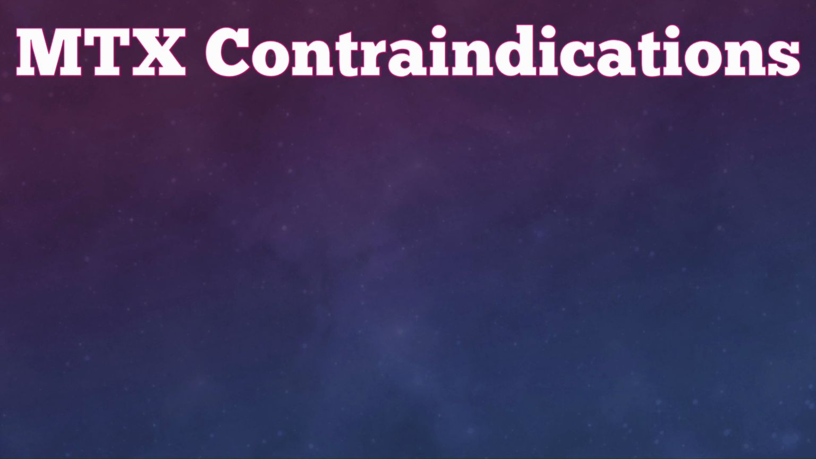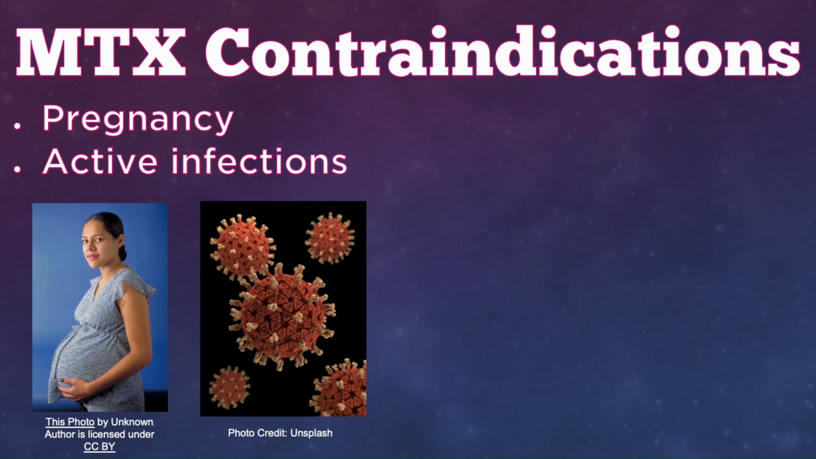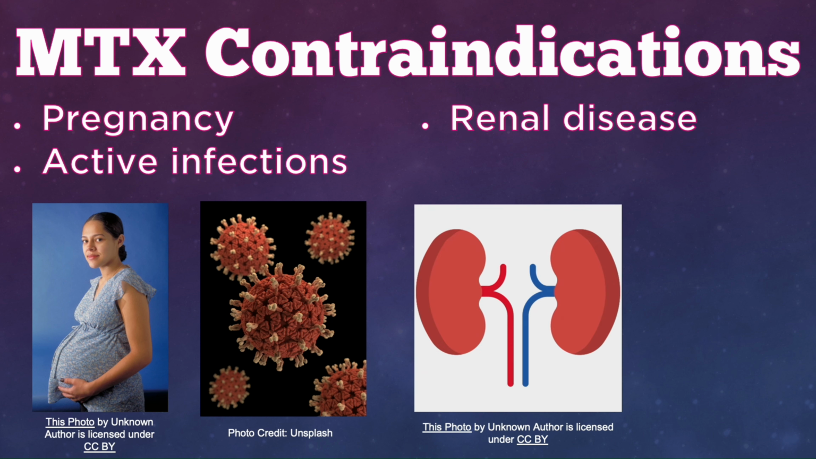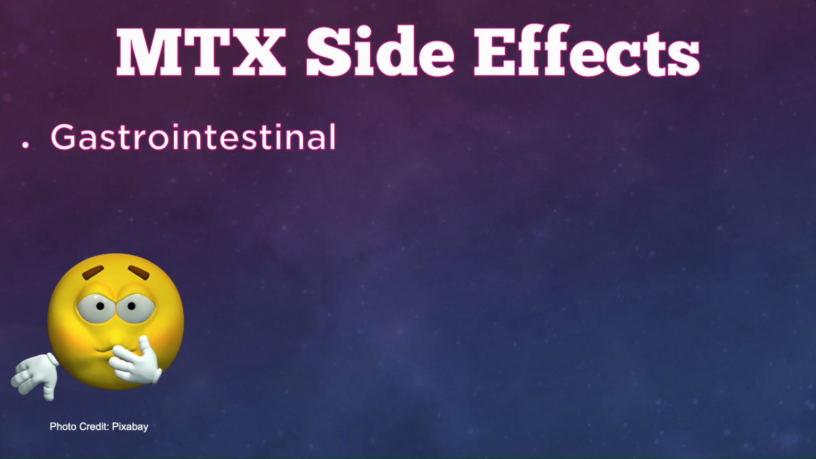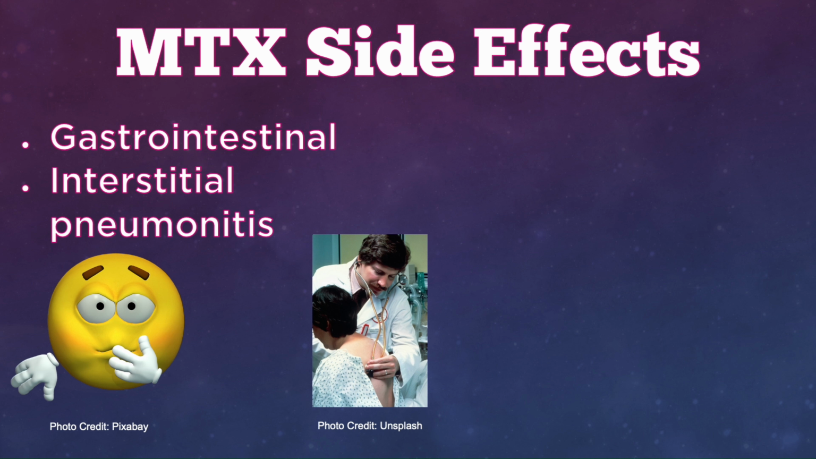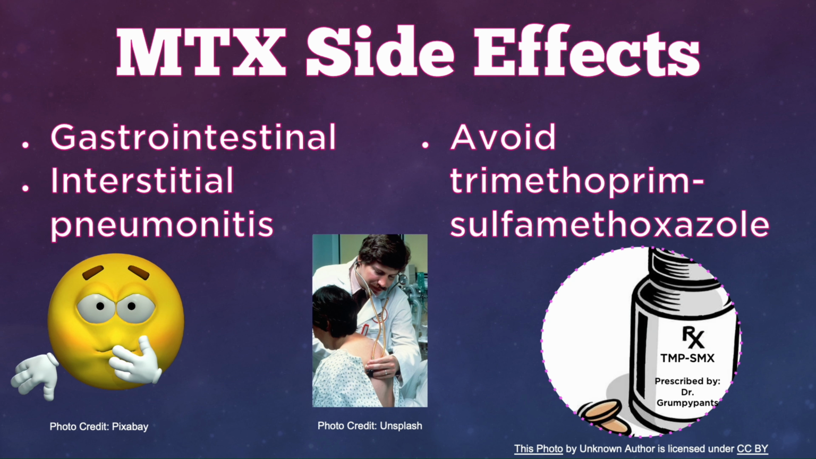Methotrexate is contraindicated in patients who are pregnant or have active infections, renal disease due to it being renally cleared, or cytopenias such as anemia, leukopenia, or thrombocytopenia due to its bone marrow suppression. GI side effects are the most common, and interstitial pneumonitis is a rare but severe side effect that is worth remembering. It is also important to avoid using Bactrim in patients taking methotrexate, because Bactrim can worsen side effects due to displacing methotrexate from binding serum proteins, leading to more active drug.